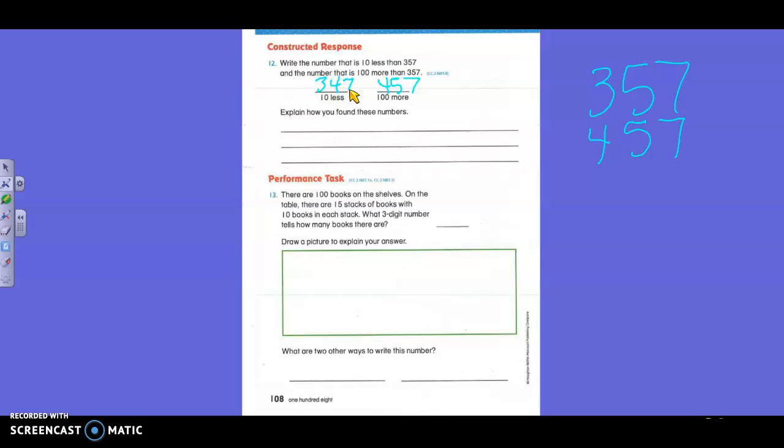Okay. Now, this last part says explain. You will have to explain on your test. I'm guessing your test is going to have a question exactly like this, where you have to find a number that's 10 less or 10 more, or 100 less or 100 more, and then you have to tell me how you figured that out. So let's talk about it right now. How did we figure out 10 less? What did we do?